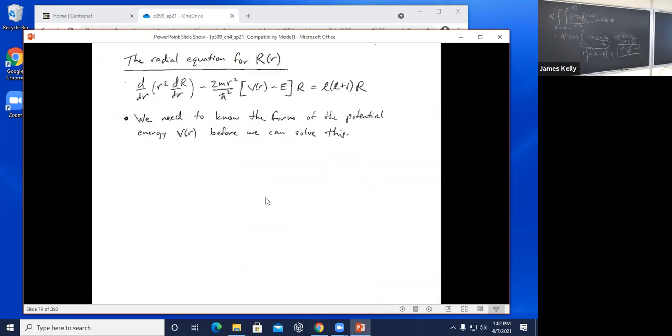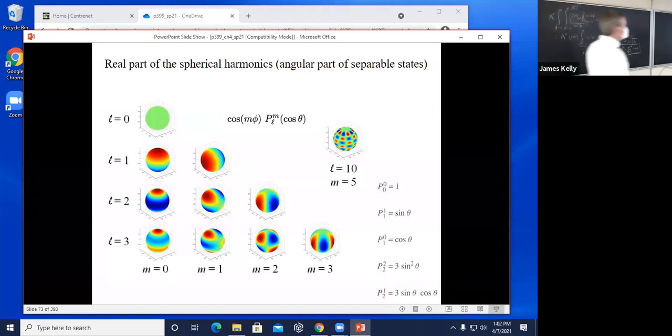P1, let's take a non-trivial one. P22, that's L equals 2, M equals 2. The theta dependence is sine squared theta, okay? So here's 2, 2, sine squared theta. That means sine squared theta has a 0 up at 0, right? Because when theta equals 0, sine is 0. And it's got a 0 down over at pi, right?